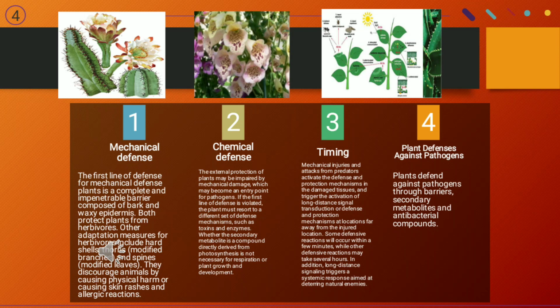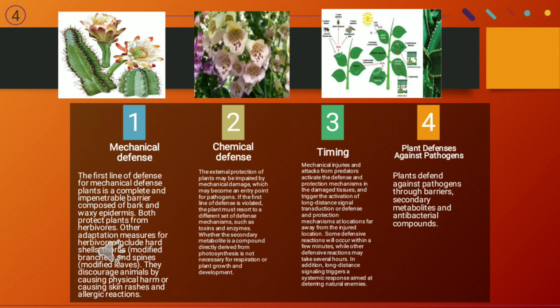Mechanical injuries and predator attacks enable the affected species' defense and protection mechanisms, as well as long-distance signal transduction of defense and protection mechanisms at locations far away from the injured site. Some defense responses will happen in a matter of minutes, while others will take many hours.